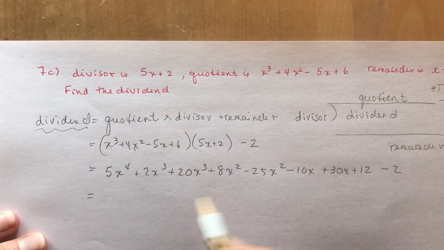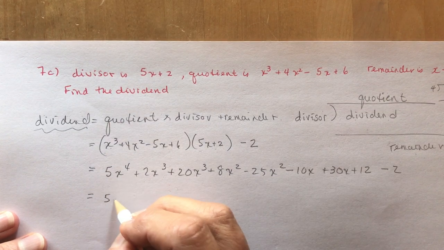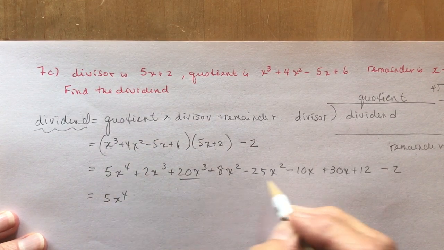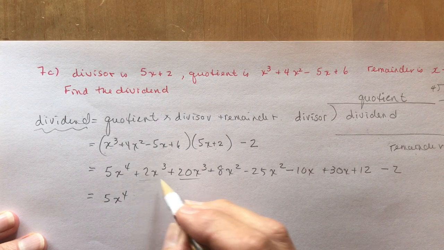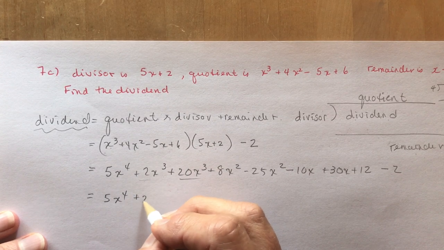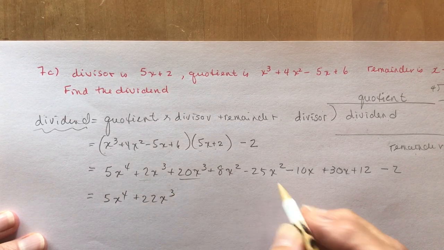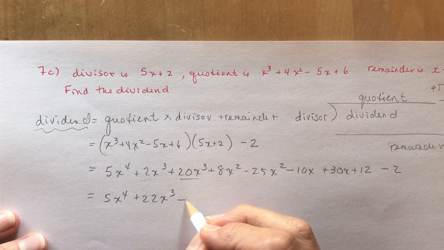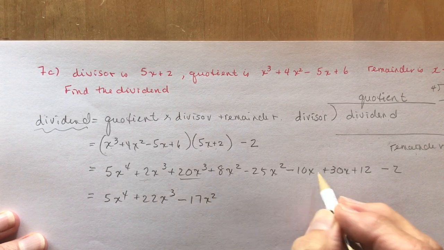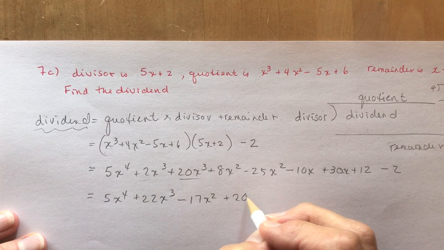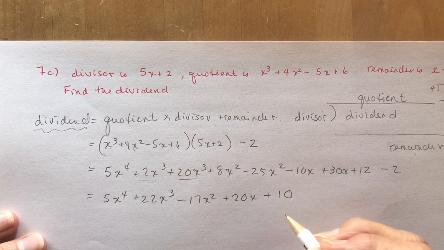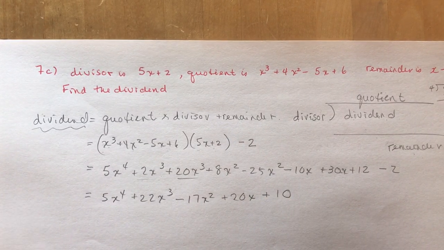And let's see, we've got 5x to the 4th. We've got 22x cubed. I hope I'm doing this right. I'm doing it kind of fast. Minus 17x squared plus 20x plus 10. Okay, so that would be hopefully the correct solution to this expanding thing. I think I did it somewhere a long time ago.